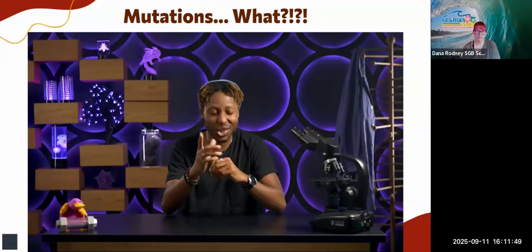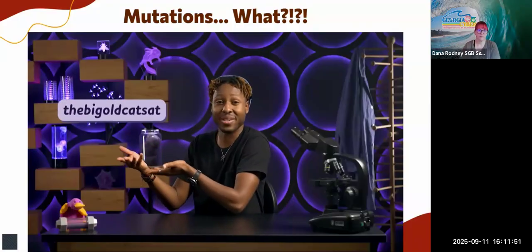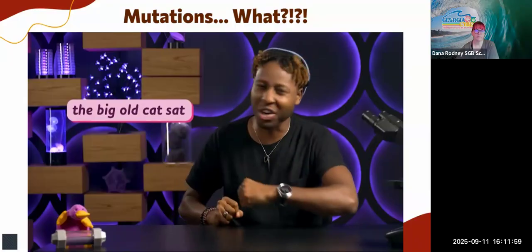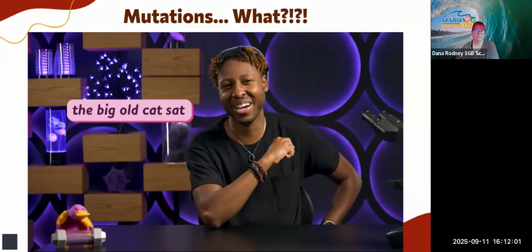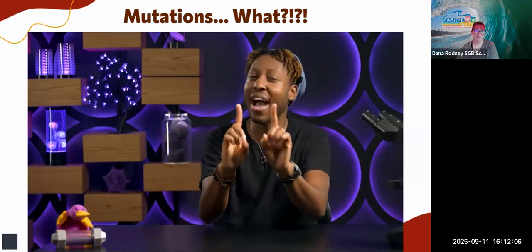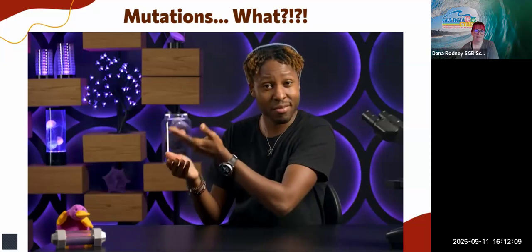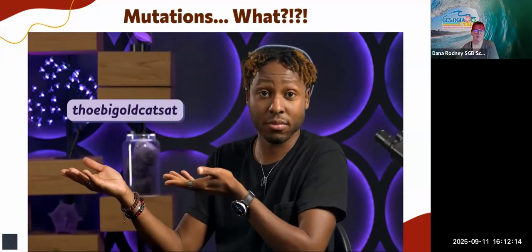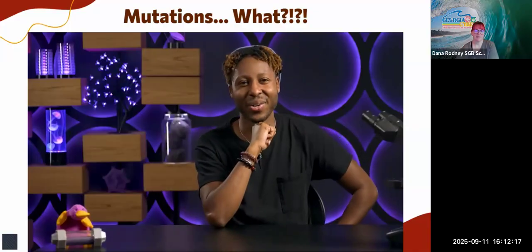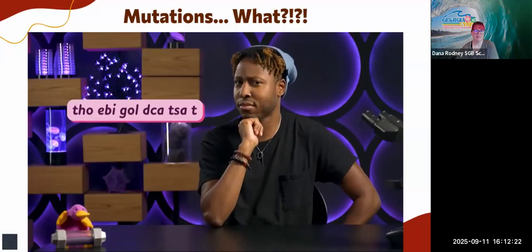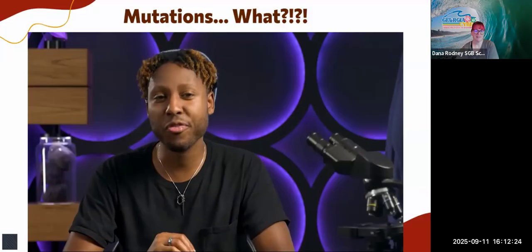So, round one, translate this string of letters. I'll wait. All right, time's up. If you said the big old cat sat, you are correct. 10 points to all the old cat lovers. Ready for round two? This time we have one extra letter. And go. I'll keep waiting. That's time. So the new correct answer is though ebegold to sut. That makes no sense. This is what happens in a frame shift mutation.